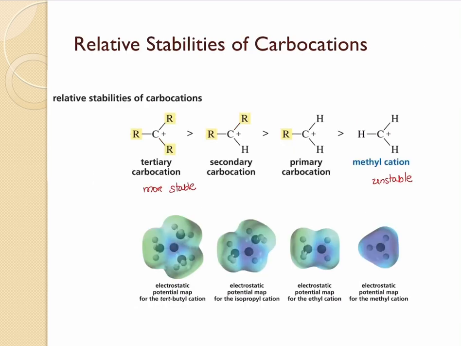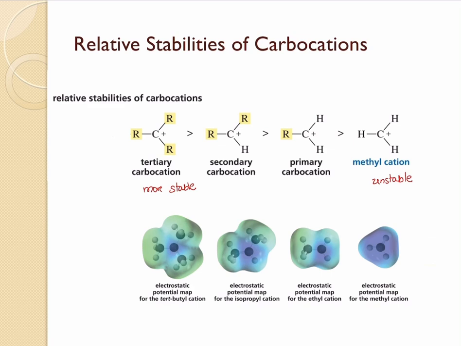In order to answer this question, we have to look into the relative stabilities of the carbocations, where you can see that the tertiary carbocations are more stable compared to the secondary, and then comes the primary and then the methyl. Methyl cations are really unstable. Now, why should the tertiary carbocation be more stable? Just by looking at the structure, we can see that the tertiary carbocation has many alkyl groups. So the stability can be related to the number of alkyl groups that a carbocation has.